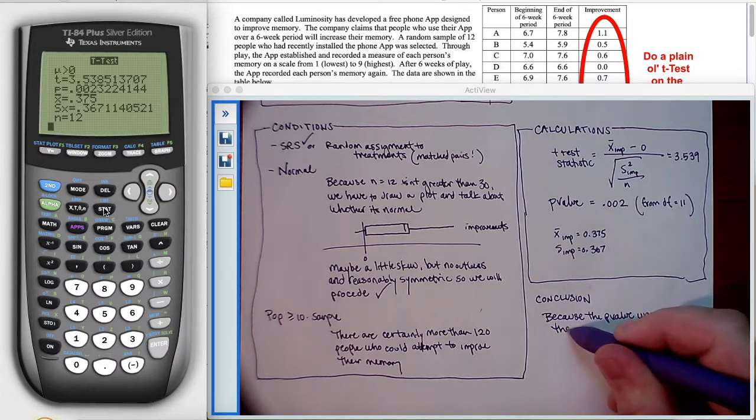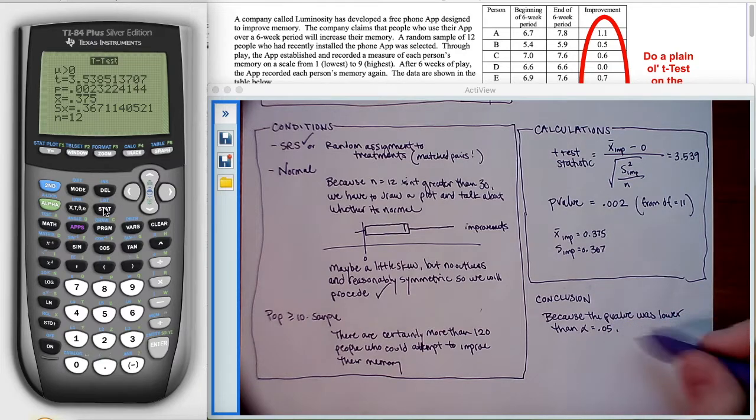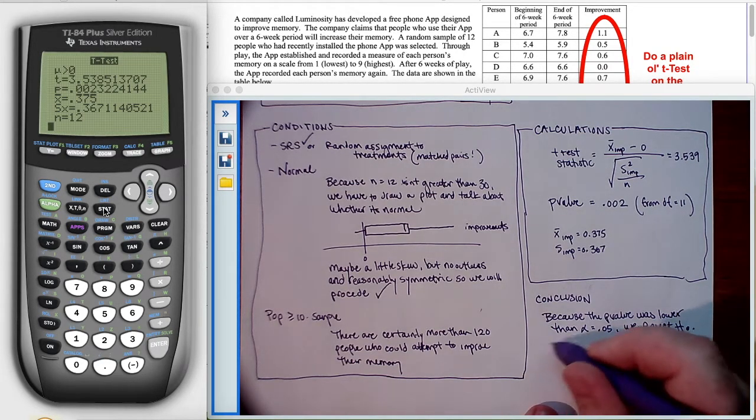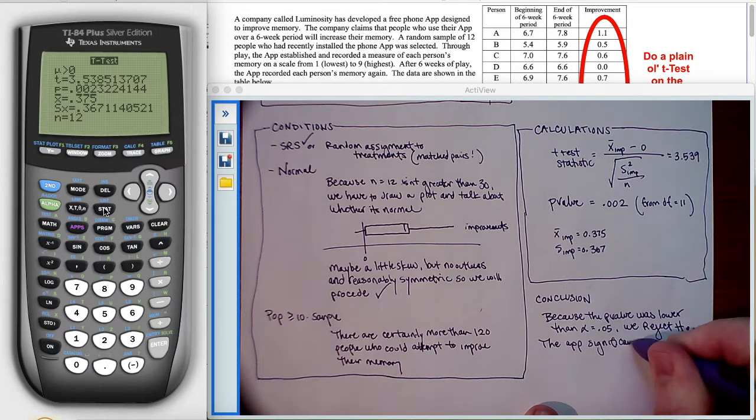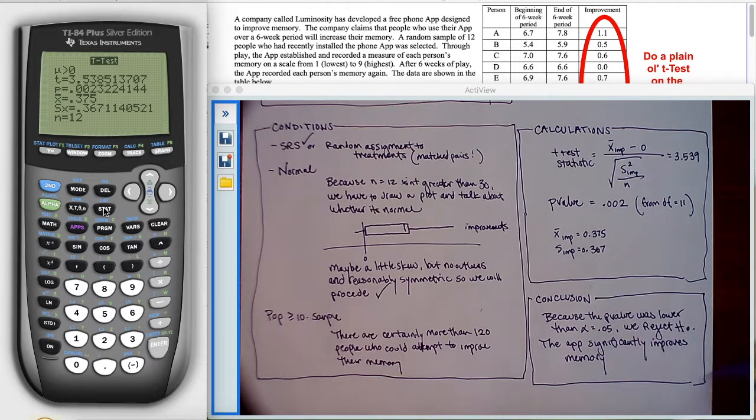So my conclusion is going to say, because the p-value is lower than an alpha of 0.05, we reject the null hypothesis. And what does that mean? In context, that means that the app seems to significantly improve the amount of memory. And there you go. That's a complete hypothesis test.